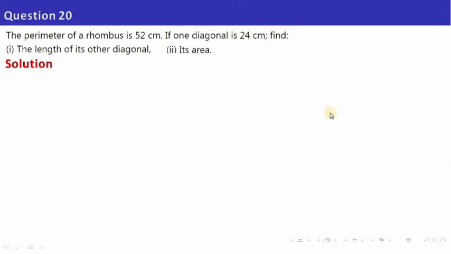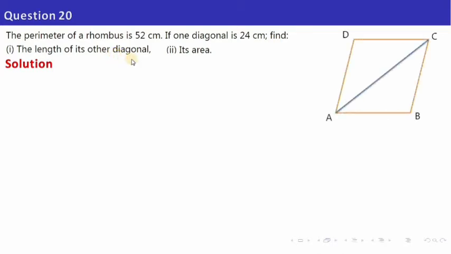Let's move to question number 20. Question number 20 says, the perimeter of a rhombus is 52 centimeter. If one diagonal is 24 centimeter, find the length of the other. So what are the things that are given? Let me quickly write it. So ABCD is a rhombus, and its perimeter is given to be 52 centimeter.